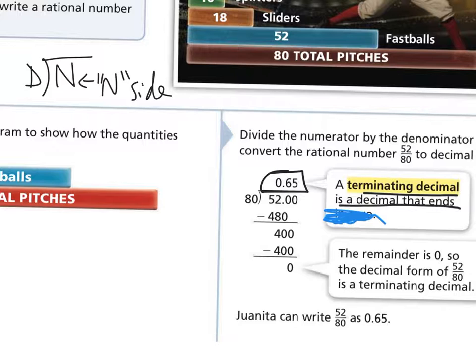And so notice here, terminating decimal, I'm going to modify a little bit of the book's definition. I'm going to say a terminating decimal is a decimal that ends. I think what the book was meaning is that it ends with a 0 remainder, but obviously 65 hundredths does not end in 0. It ends in a 5. So we'll just say terminating decimal, it ends. Okay, we work it out, we get a 0 remainder, it ends.